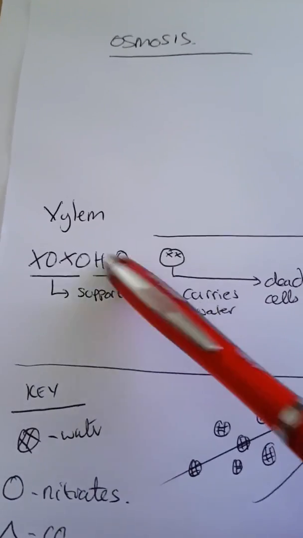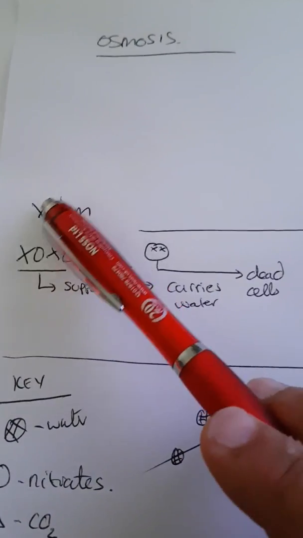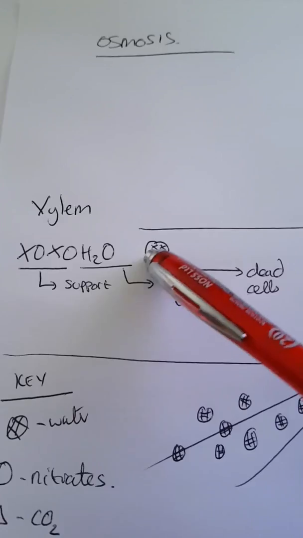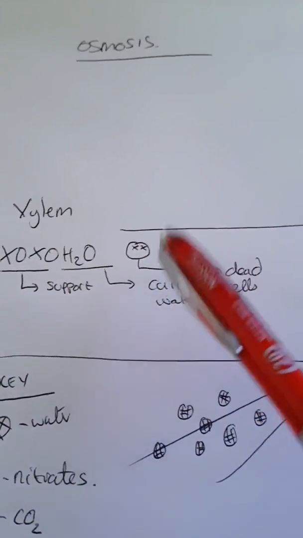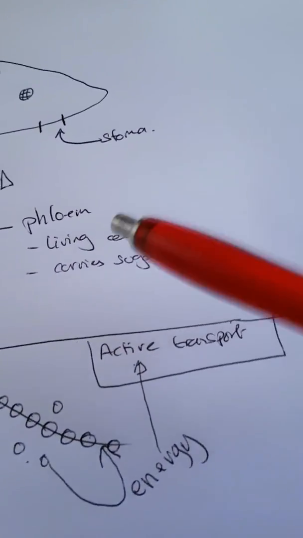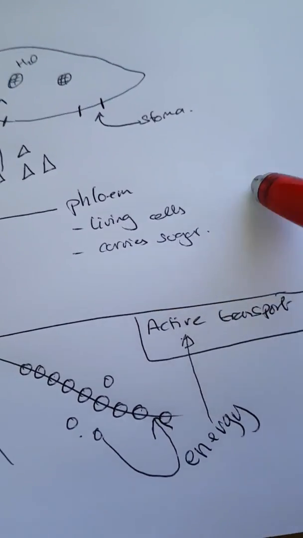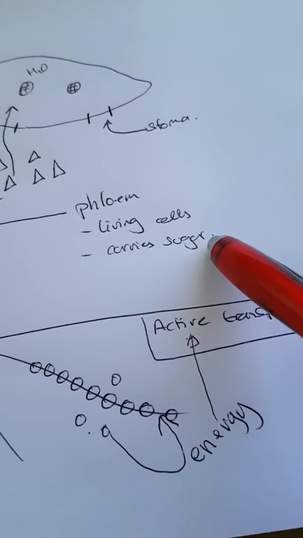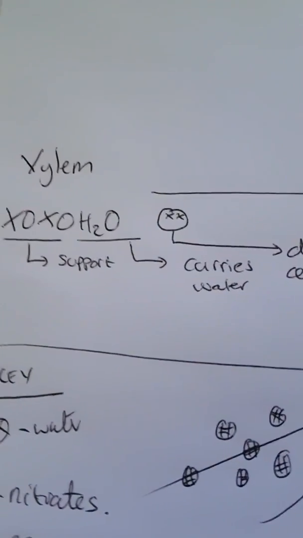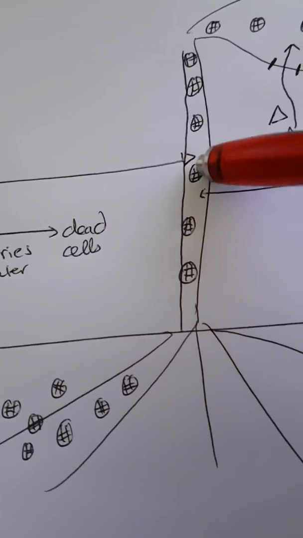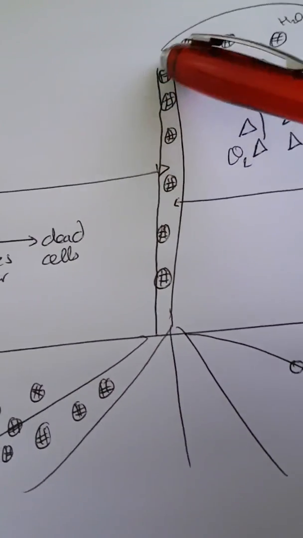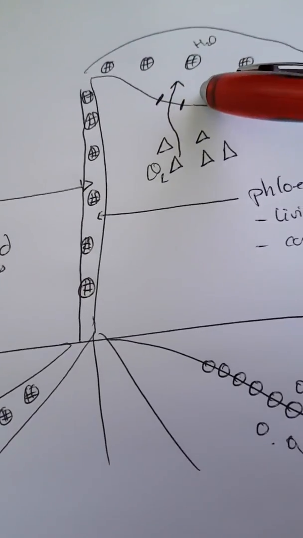So if you remember the function of the xylem by the X's, and the fact that it rhymes with H2O, XO, H2O, then you know what the phloem does. The phloem is the opposite. So it's living cells or living tissue, and it carries sugar, whereas this one carries water. Now the water goes up the xylem, as we just said, and it enters into the leaf.